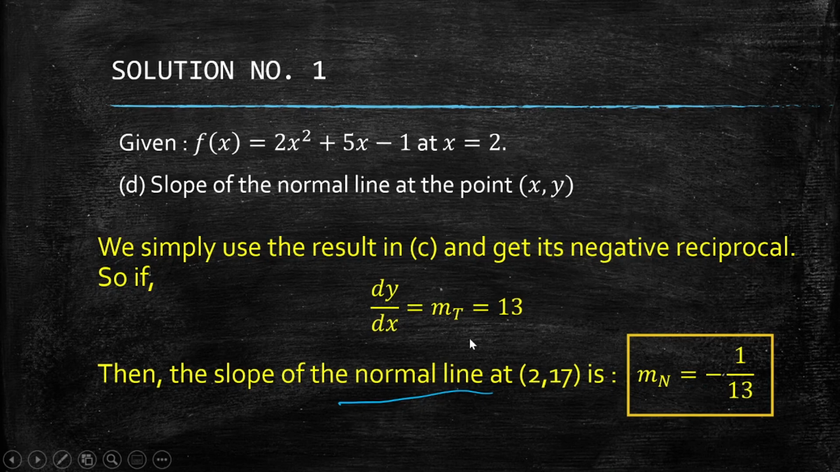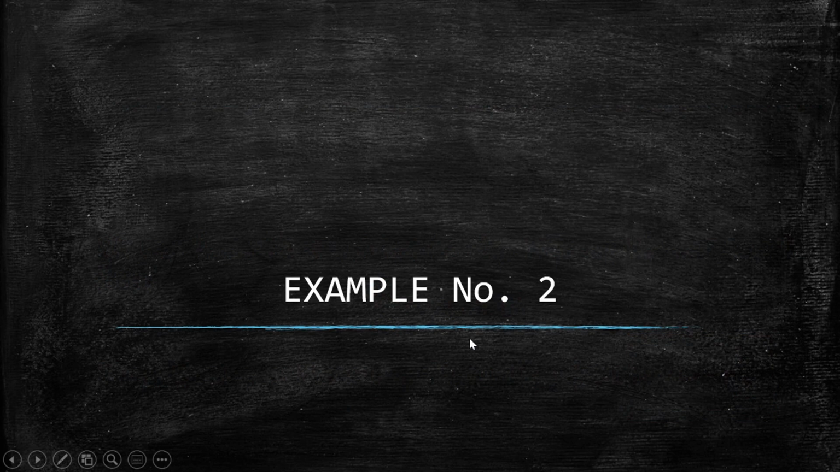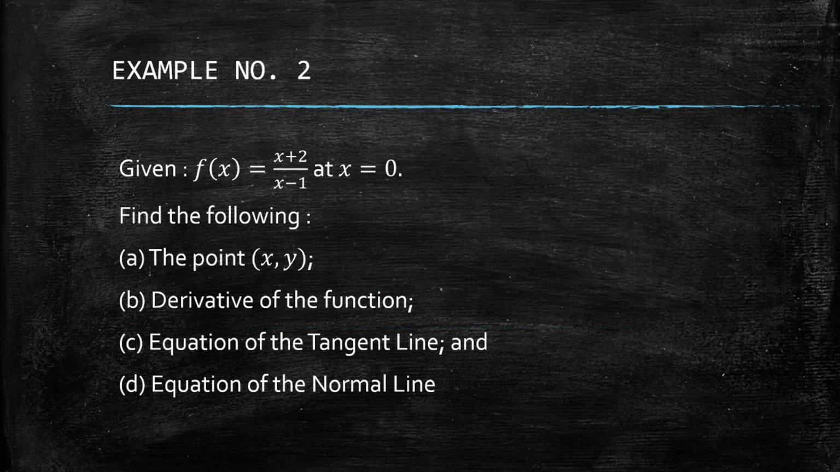So we're done with number 1. Let's have example number 2. For example number 2, we have this function here, f of x equals x plus 2 all over x minus 1 at x equals 0. So we are asked to find the point, the derivative of the function, and then we have the equation of the tangent line, and then the equation of the normal line. So it's not anymore the slope. Let's proceed to the solution.